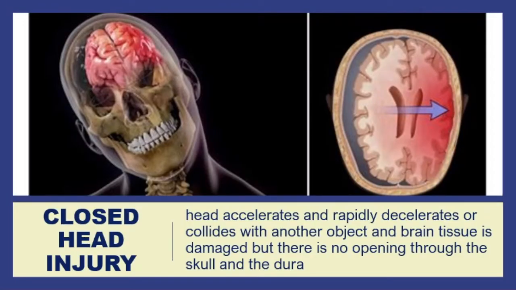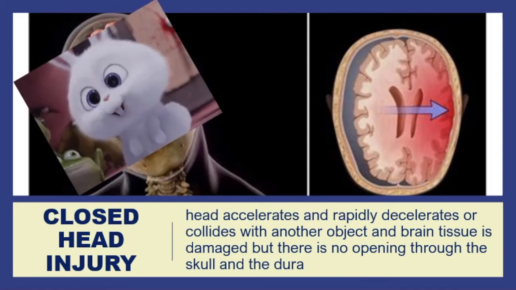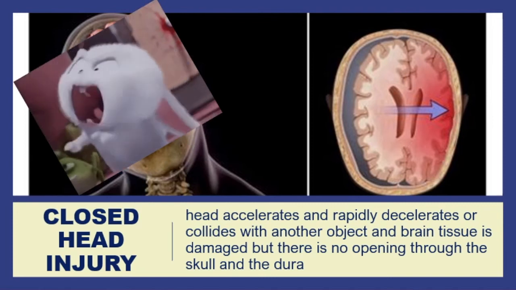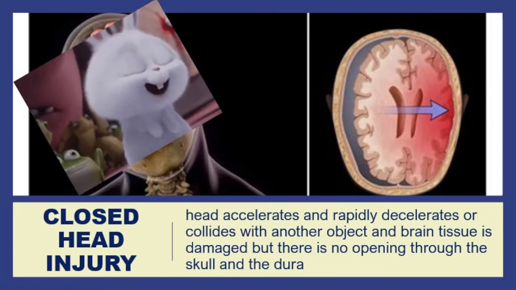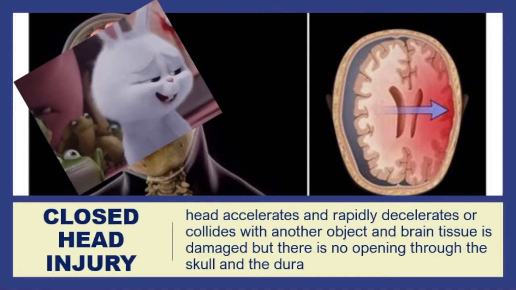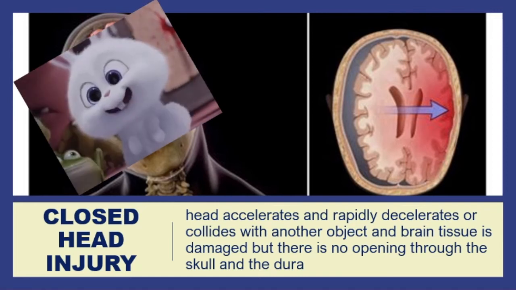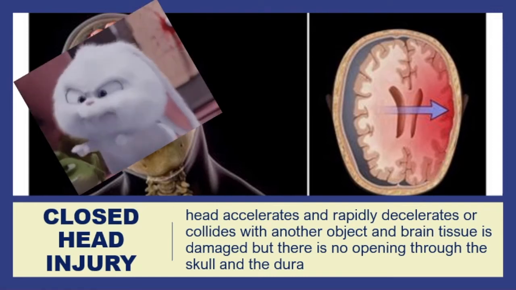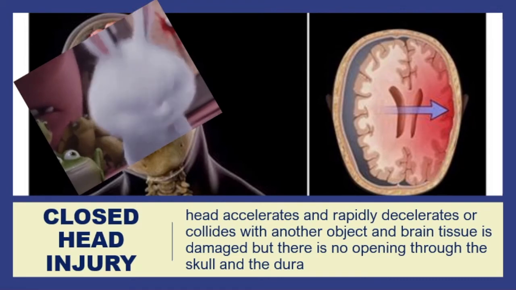Now, you have your closed head injury. In a closed head injury, class, the head would accelerate and rapidly decelerate, just like your coup contrecoup earlier, or collide with one another, and the brain tissue is damaged. Your big word there is that there is no opening through the skull and the dura. There is damage inside related to coup contrecoup, but there is no opening to the skull or the dura.